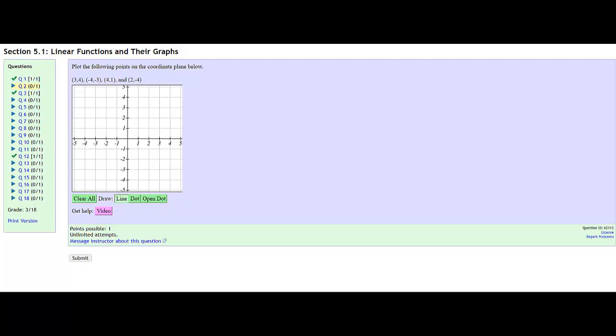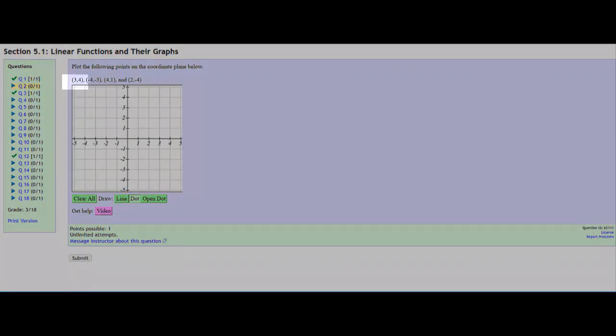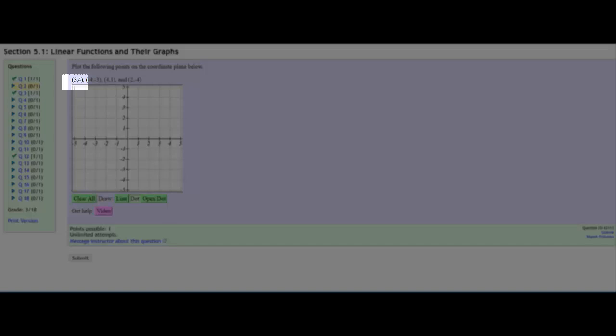I want to go through how to use MyOpenMath to do graphs. Some of the questions you'll be asked to plot points. For this, before you start, you need to make sure you're on dot. If you're online, you're not going to get points. So what you would do is, let's see, our first point is x is 3, y is 4.